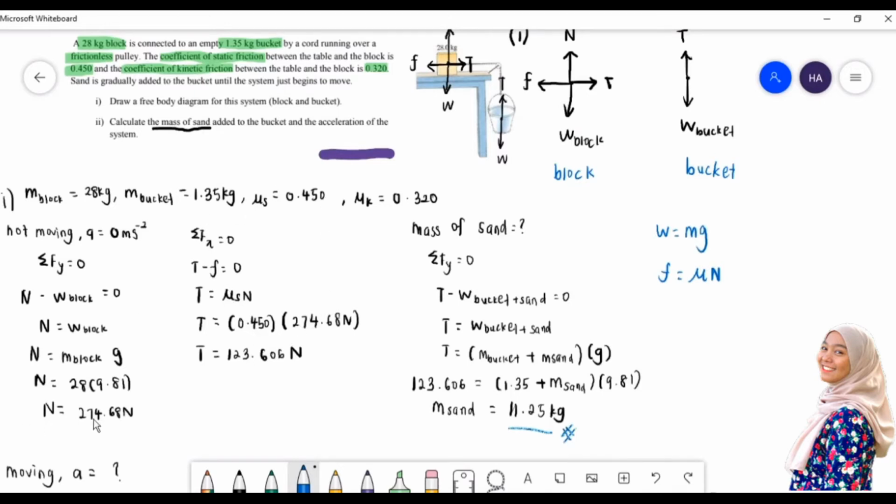So, kenapa kita kena cari tension? Sebab dekat y-axis kita ada T minus dengan W. Okay, so kita nak apa nilai tension? Okay, untuk kita dapatkan mass of sand.